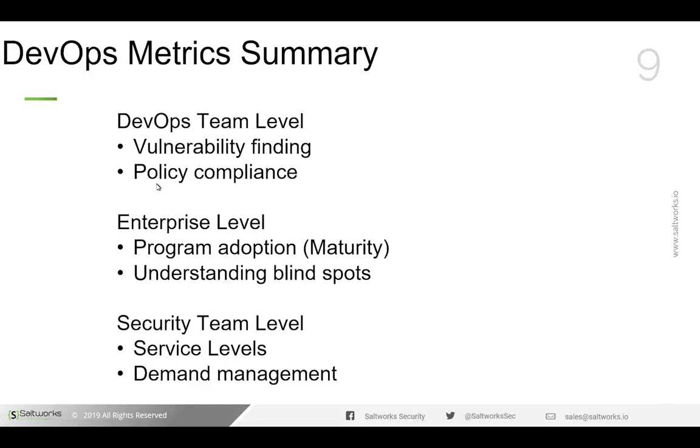We're going to look at policy compliance. Have they done things like threat modeling, pen test on the appropriate cycle, things like that? We want to be able to track that. At the enterprise level, we're going to want to track that program adoption, which is that maturity model we talked about. This also helps you to see any blind spots. So if you've got a team out there that's building code and isn't doing any testing, it's going to make it really obvious that nothing is happening.